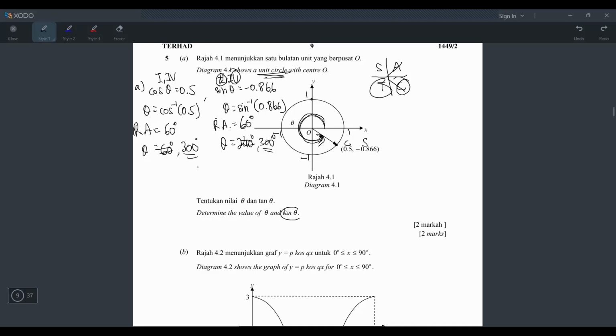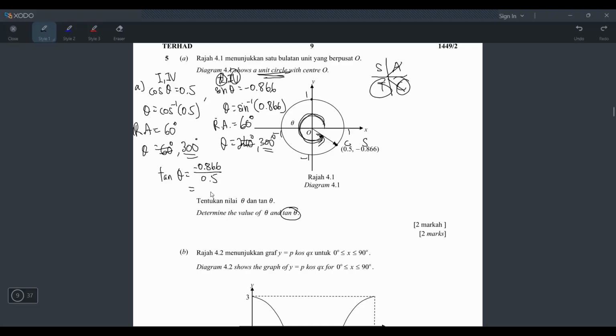Okay, now let's find what they want here, tangent theta. So how to find tangent theta? You know your theta is 300 already, so just do tangent 300. Or maybe some students will answer something different. They will say, hey, why can't I take the y coordinate divided by the x coordinate? Can also, because tangent formula is sine divided by cos. So you can actually take 0.866 divided by 0.5. If you do it like this, you will get the same answer as tangent 300. Okay, so let's do it like this. So what do you get? Let me press.